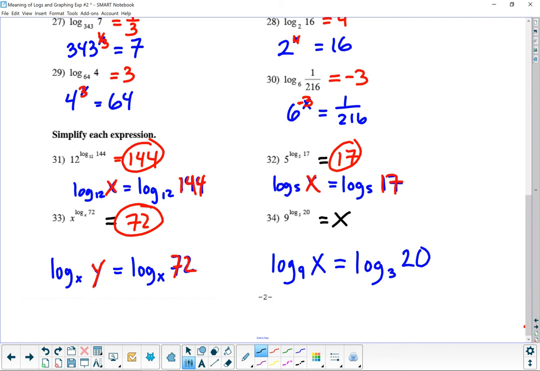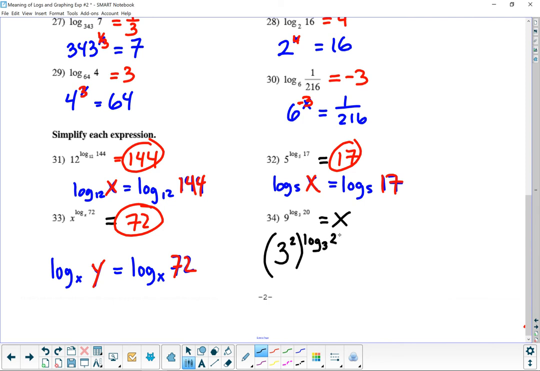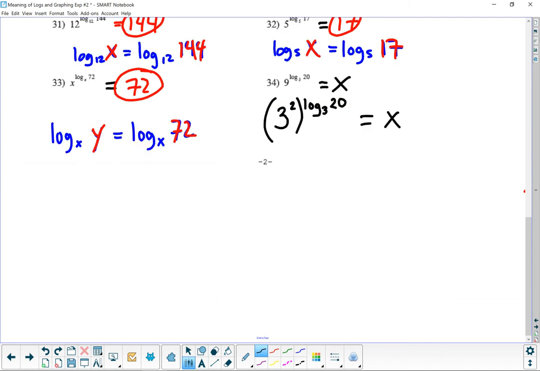So maybe, you know what? I need to change that 9 to a base 3. All right, so maybe I should start over, okay? And it's going to be the same kind of idea. Let me start over again. And I'm going to go ahead and change that really quick. Okay, so I'm going to rewrite that as, instead of that 9, I'm going to write 3 squared, like that. So that's actually 9. And then to the power of log base 3 of 20. And all of that is equal to x.